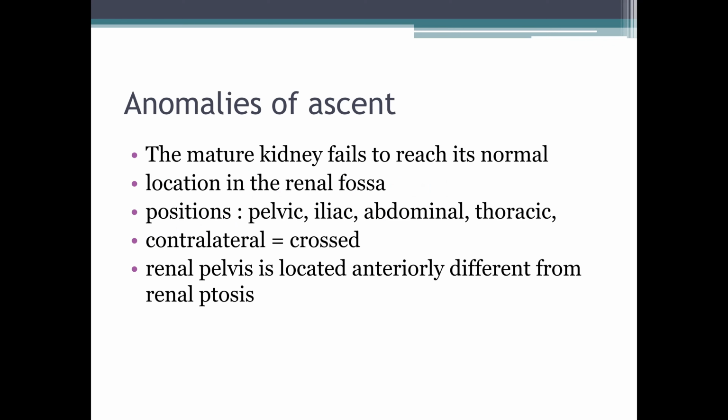And this is what we've been talking about, that the mature kidney fails to reach its normal position in the renal fossa, and the different positions can be the pelvis. The kidney can fail to ascend at the iliac level, in the abdomen. Sometimes it may actually ascend and go past the normal renal fossa, and you find it sometimes in the thorax. And of course, sometimes also it can be on the contralateral side, and that's what we call crossed. We shall see some pictures.